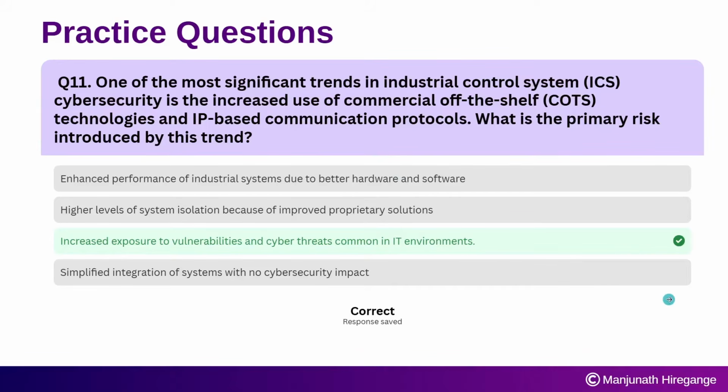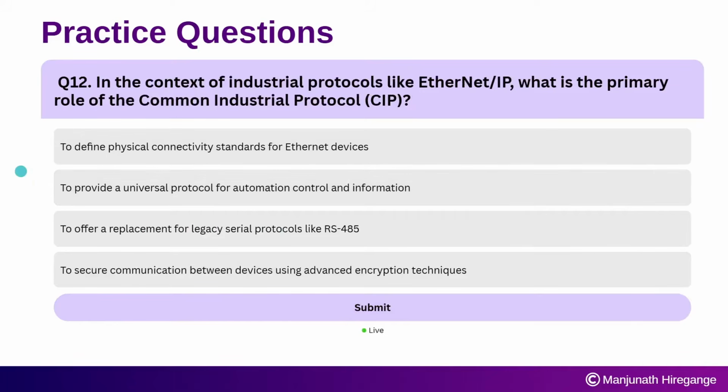Okay, so let's move on to the next question. Question number 12. In the context of industrial protocols like Ethernet over IP, what is the primary role of the Common Industrial Protocol? In short, it is CIP. Your choices are: to define physical connectivity standards for Ethernet devices; to provide a universal protocol for automation control and information; to offer a replacement for legacy serial protocols like RS-485; or to secure communication between devices using advanced encryption techniques. So you can just think of it.